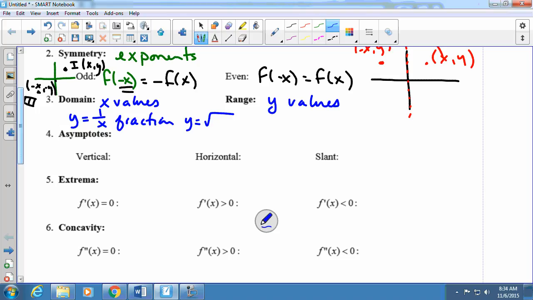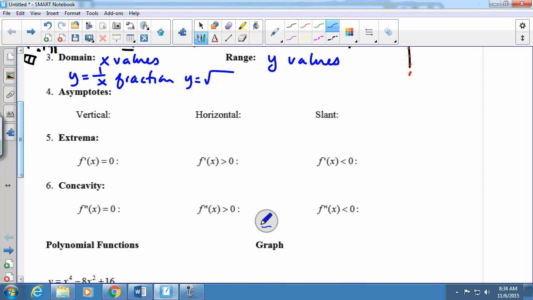All right, asymptotes. So again, this is just a review of really what you did in Algebra 2 and pre-calculus, but now we're going to use kind of the calculus direction to finding them. Do you remember how you found a vertical asymptote? Denominator equals 0. That's my problem spot. That's correct. So we could use calculus to do that.